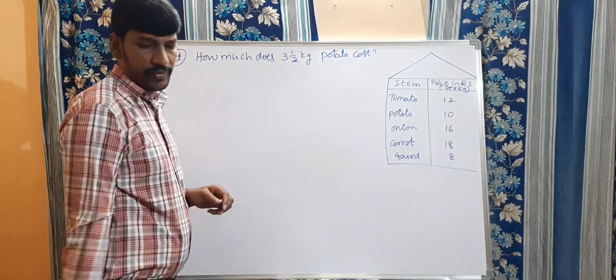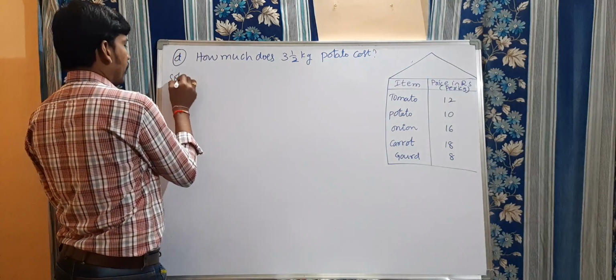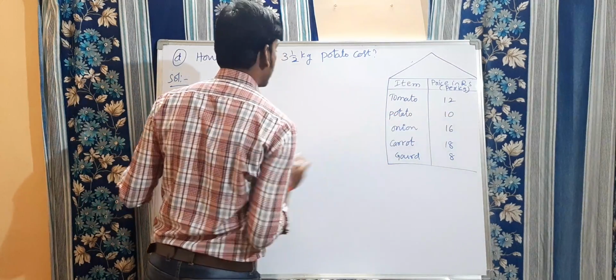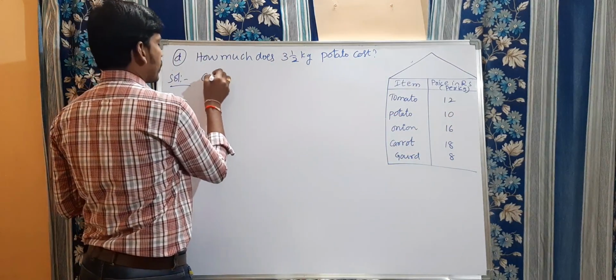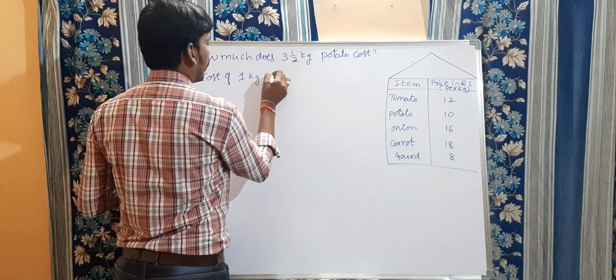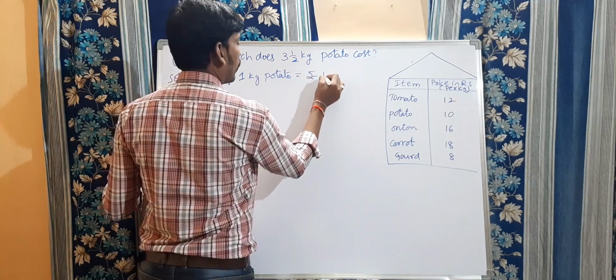Clear? 3.5 kg potato cost. Now the solution. Observe the price list here. See, potatoes is how much? Rupees 10. So the cost of 1 kg potato is rupees 10.